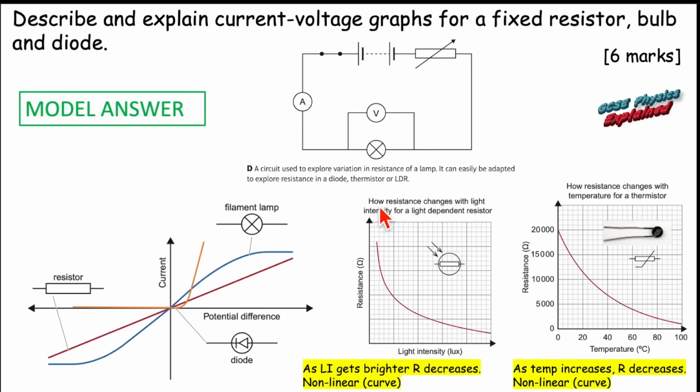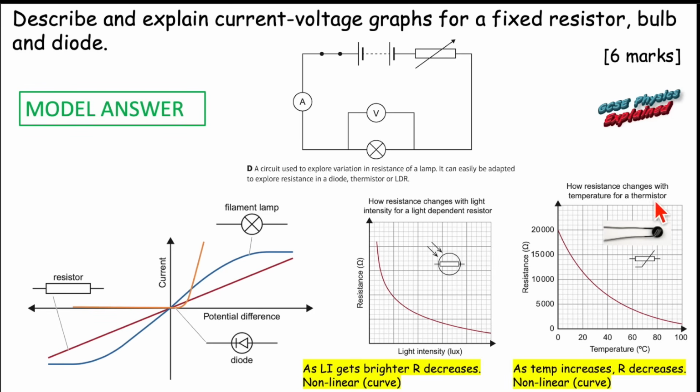You might also get asked how resistance changes with light intensity for a light-dependent resistor. You're going to get an exponential shaped graph. As the light intensity gets brighter, the resistance decreases. So this would be dim, that would be bright, and the resistance has got smaller.